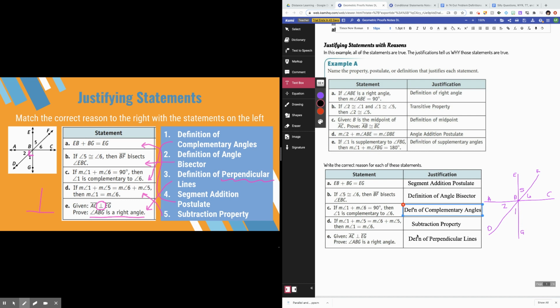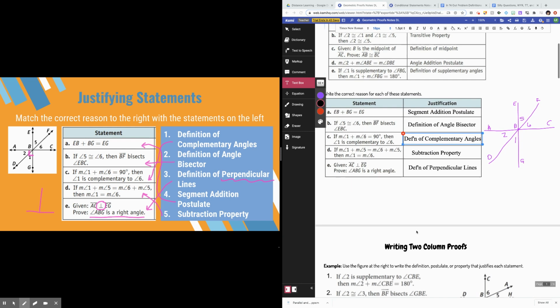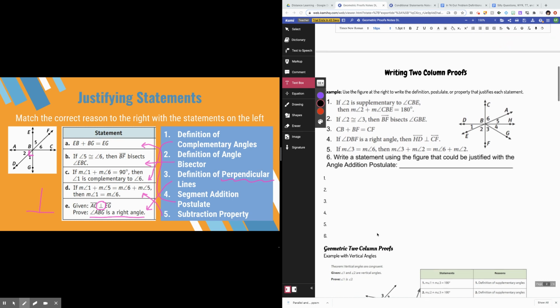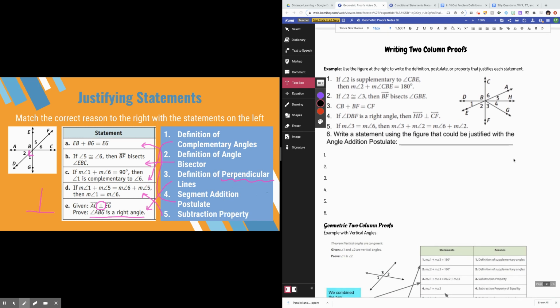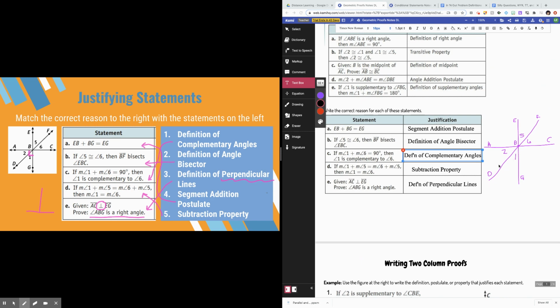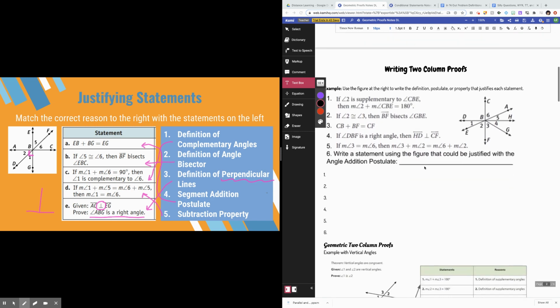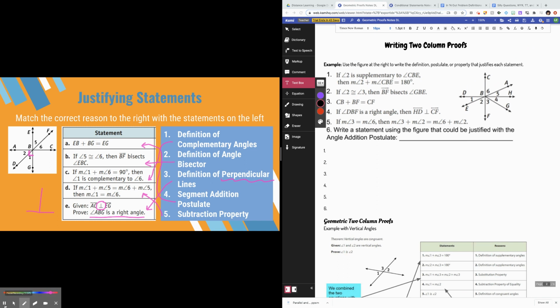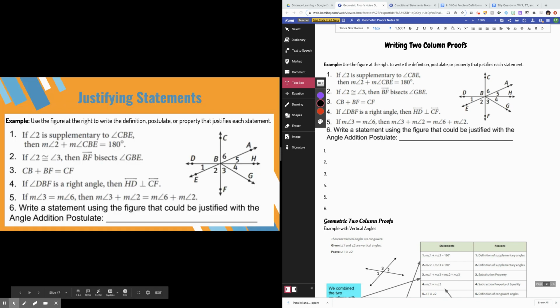All right, y'all, give me just a second because I'm going to clear my screen. But I've got one more example for you that I would love for you to try that's very similar to this one right here. So give this one a try. I'm going to pause this and clear my screen off. One second. Okay, so here's your figure and here are your statements. See if you can figure out what the correct reason is for all 6 of those statements, right? And I will see you back here in a second to check your answers.